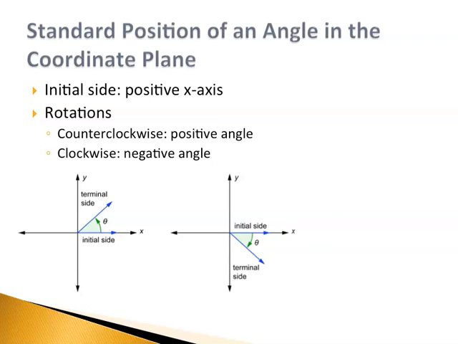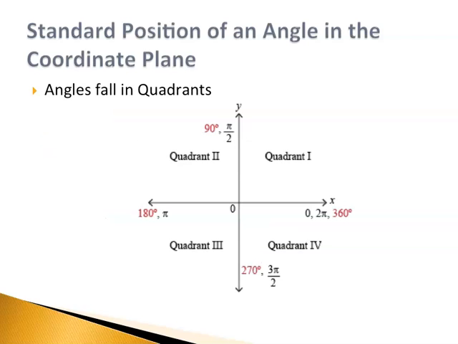Now, angles are going to fall in one of the four quadrants, so just as a reminder of which quadrant is which, we start in the quadrant that has both x and y being positive as quadrant 1, and then we rotate counterclockwise and number our quadrants that way. So quadrant 1, 2, 3, and 4 as you move counterclockwise.